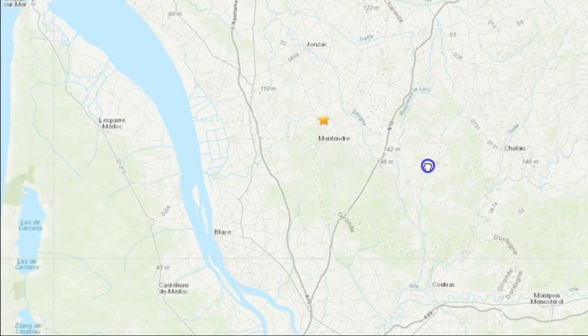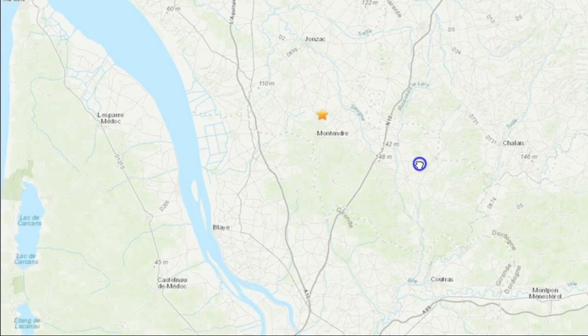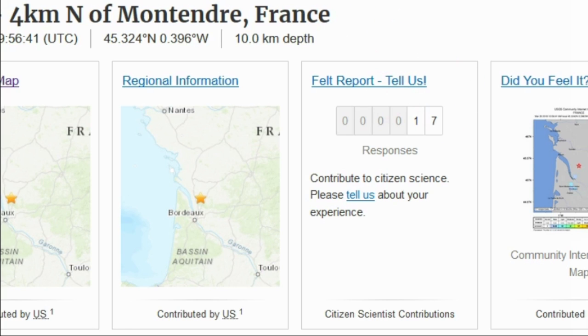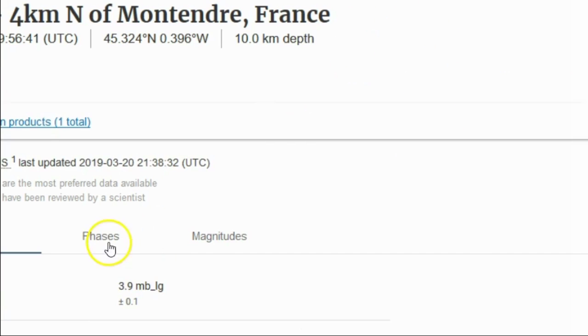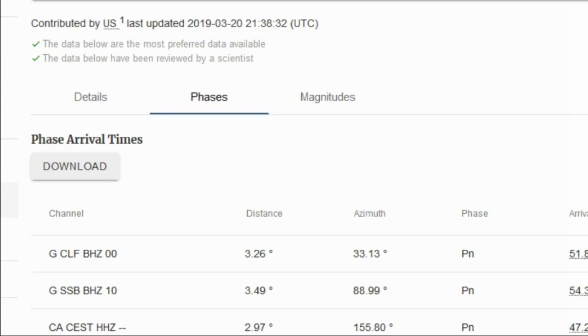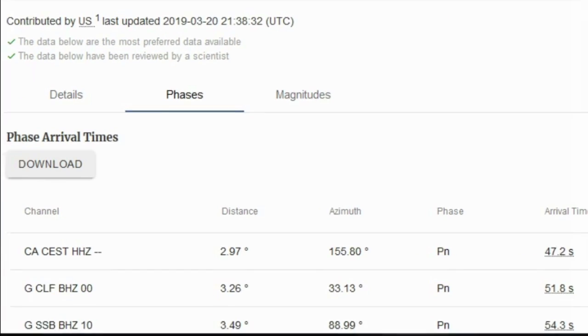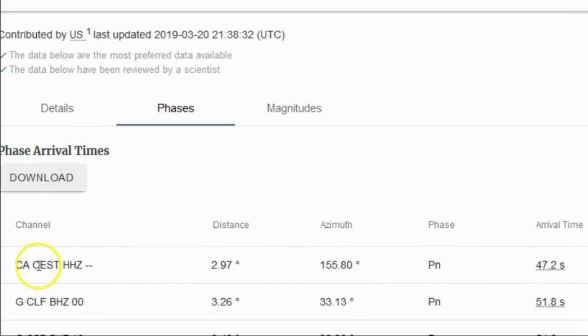And again, I do not know if they have any faults in this area. They probably do. It'd take a little bit of research to do. Someone else could probably do that. I just want to take a look at the seismic data. Let's go forward. Let's press origin and see what the closest seismic station was to this 3.9. Arrival time up. Let's see. The closest station was in the CA network, CEST, broadband vertical, no location code. Let's check that out now.